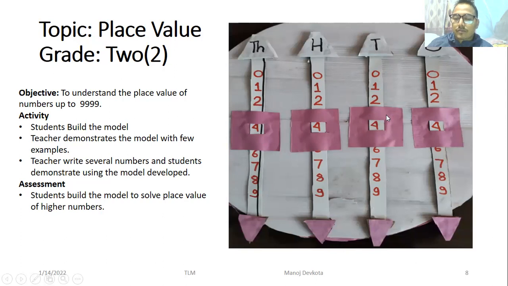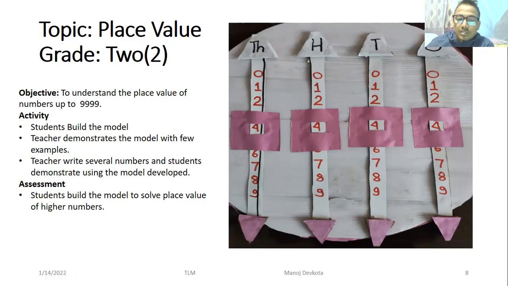So I can give some number on the board, and the students will arrange that one, keeping that in 1000 place, 100 place, 10 place, and 1 place, right? So right now, let's suppose if I have written 4444 on the board, they will arrange like this. And similarly, they can arrange up to 9999 numbers, and they can also make other higher numbers place value using the similar concepts. So students build the model, teacher demonstrates the model with few examples, teacher writes several numbers, and students demonstrate using the model developed.